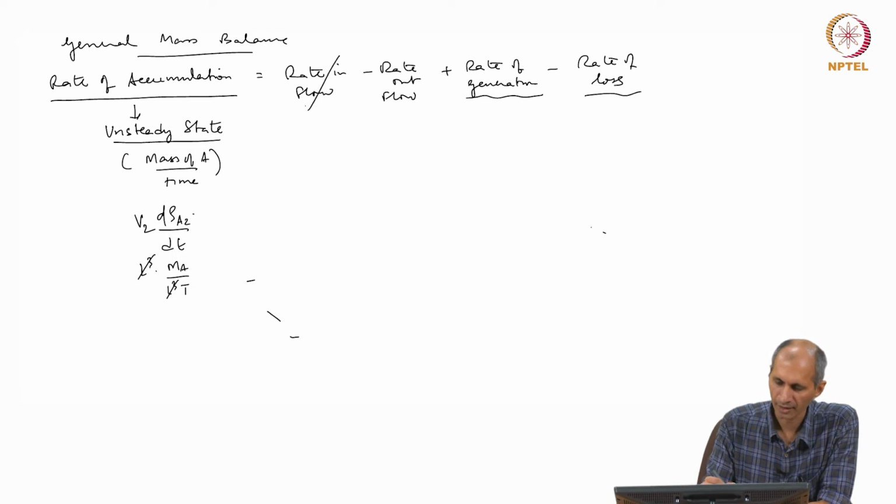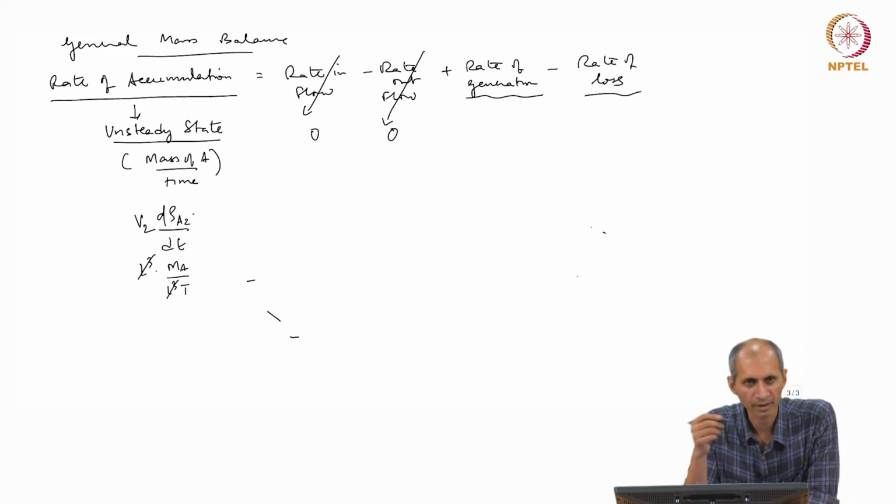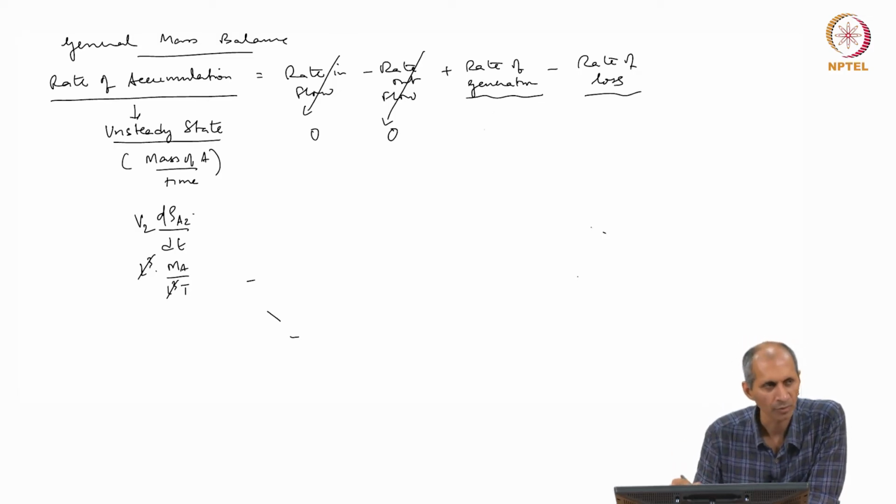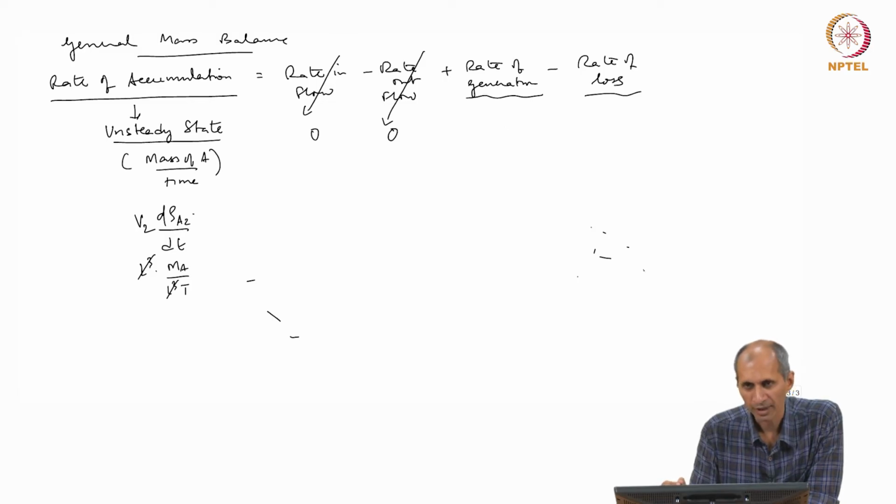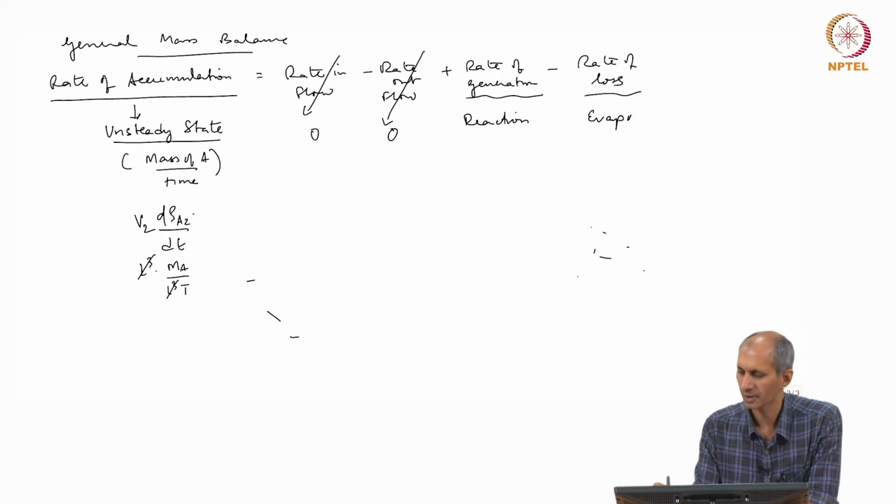So, for the lake this is 0, this is 0, and the rate of generation and rate of loss could be anything. If you know the rate at which loss or generation is occurring for that particular process, you have to put that expression here. Okay. So, it could be anything. Say the rate of generation is a reaction, and the loss is evaporation.